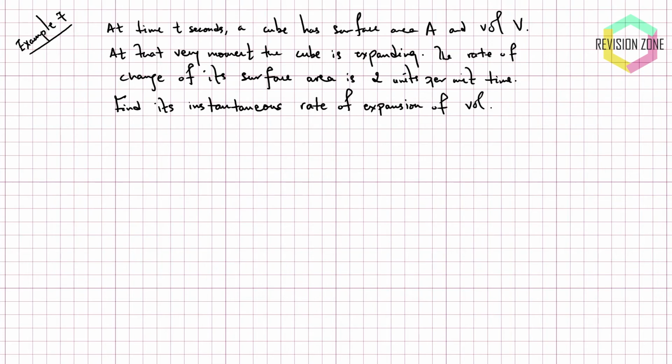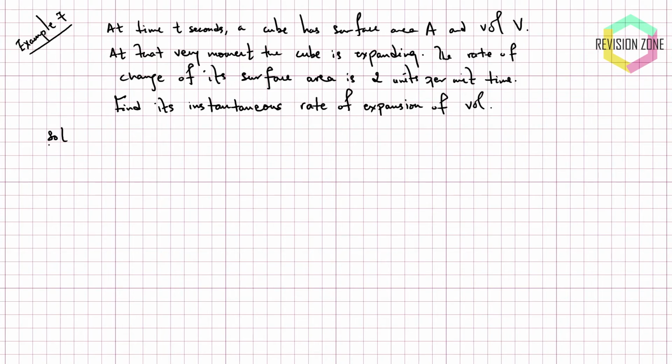Problem 7 is a standard related rates problem. This is again a modeling problem. So in this case, at time t, we're told that a particular cube has area A and volume V. By area, we of course mean surface area. And we're told that the cube is experiencing some sort of expansion, and because it's expanding, its surface area is going to increase and its volume is going to increase. The question tells us that the rate of change of its surface area is 2 units per unit time, and we have to figure out what the rate of expansion of the volume is.